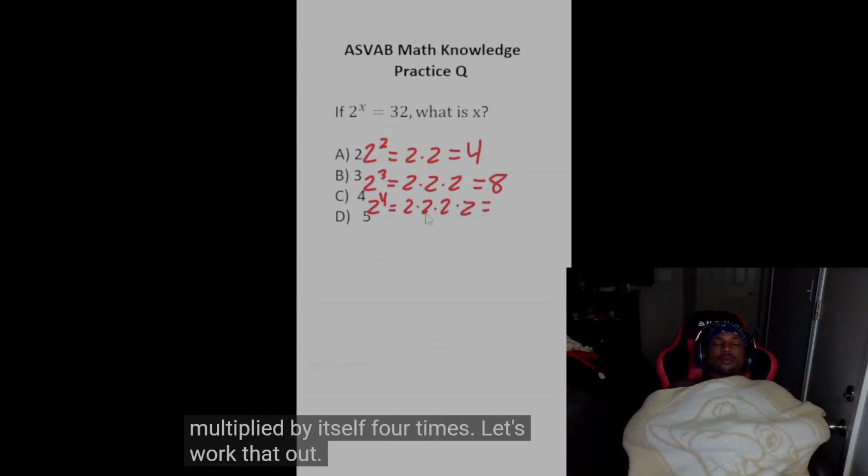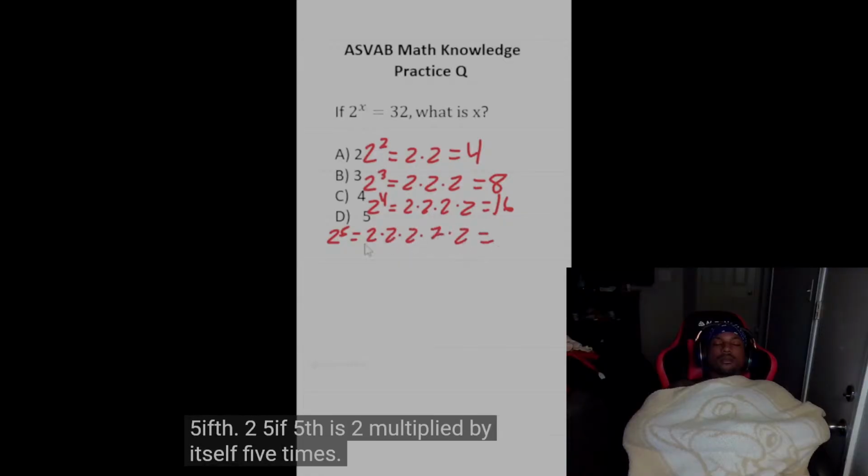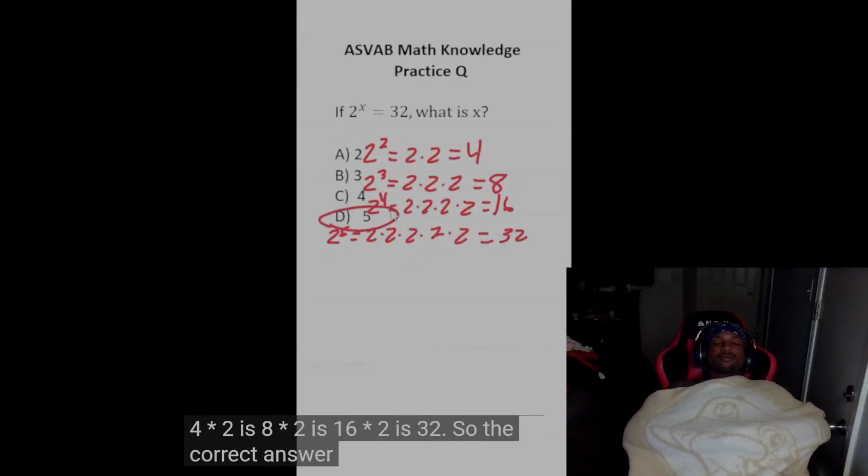Let's work that out. 2 times 2 is 4, times 2 is 8, times 2 is 16, so that's not it. Try 2 to the fifth. 2 to the fifth is 2 multiplied by itself 5 times. That's 2 times 2, which is 4, times 2 is 8, times 2 is 16, times 2 is 32. So the correct answer to this one is D, 5.